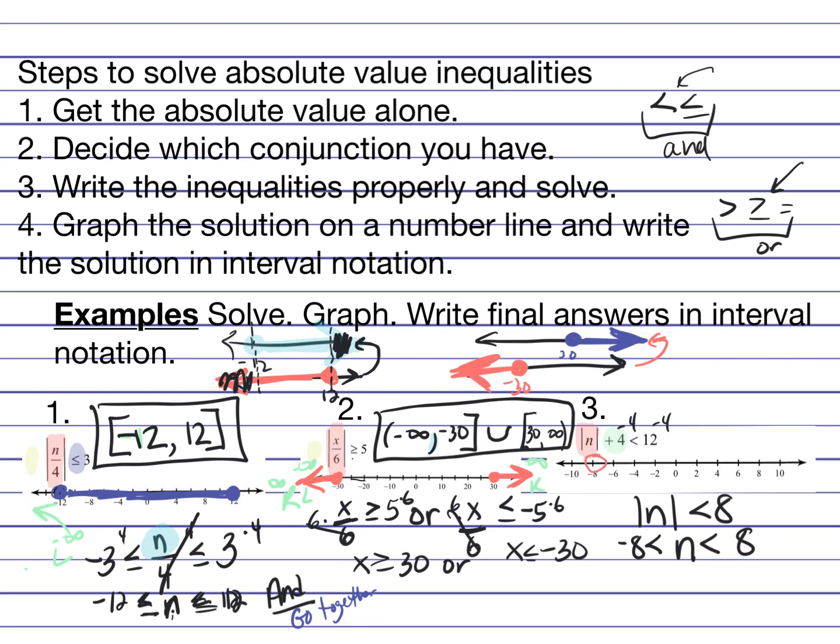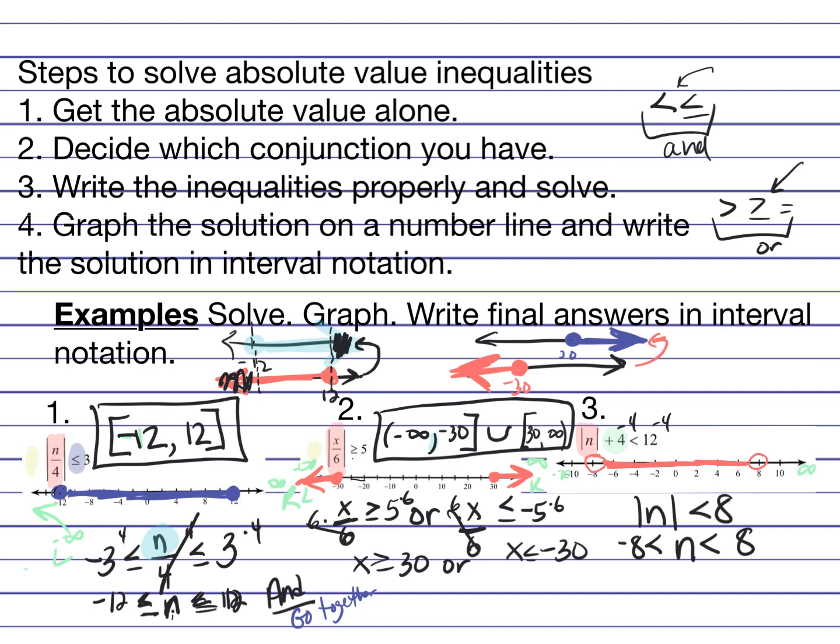And it's an open circle because it's not equal to. And then I'm going to plot on the number line positive 8. And it's an open circle. And I'm going to shade everywhere in between. And now I'm going to read this number line from left to right, from negative infinity to positive infinity.